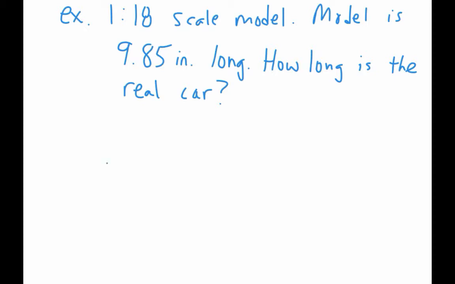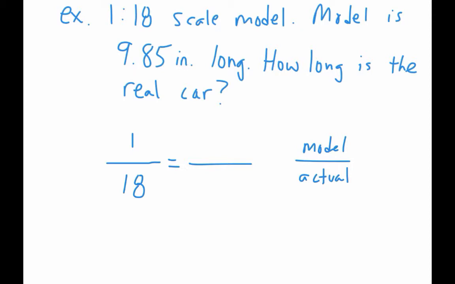Times that by 18, maybe. If we go through this, I could write the 1:18 as a fraction, right? The 1:18 is the same as 1/18. The 1 is the model size, and the 18 is the actual. So if I want to make this into a proportion, 1/18 equals something with this 9.85. Does the 9.85 go in the numerator or the denominator of the second fraction? Numerator, because the 9.85 is how long the model is. So 9.85 inches, and then x is what we're trying to find, the actual.